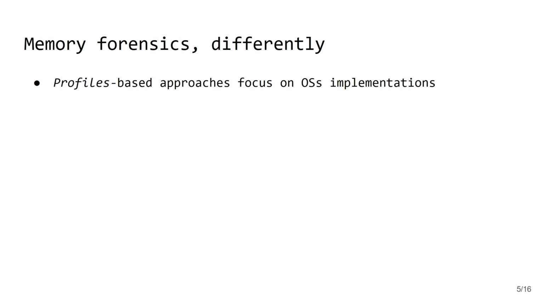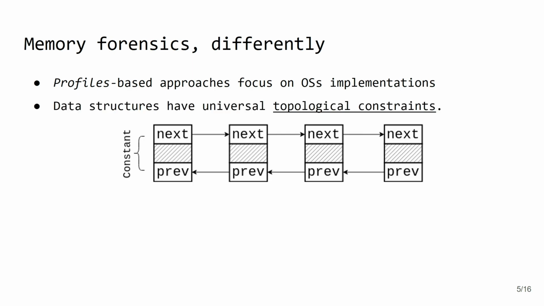The profile-based approach is focused on the specific operating system implementation of the kernel data structure. However, data structures are characterized by topological constraints independent from the operating system implementation. For example, for a doubly linked list, the topological constraints are the fact that each node must contain a pointer that points to the next node in the doubly linked list, and a pointer that points to the previous node, and the fact that the distance among these 2 pointers must be constant, and it is decided by the compiler at compile time.